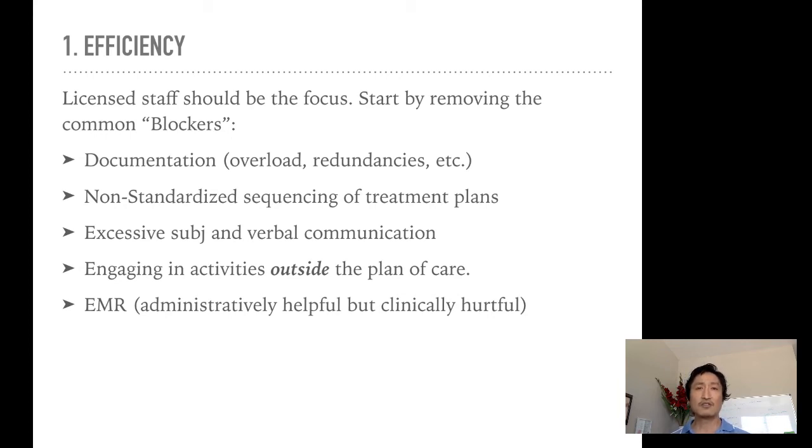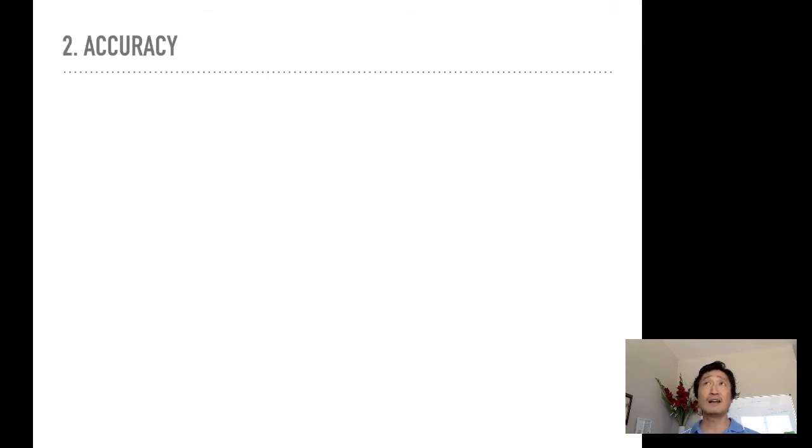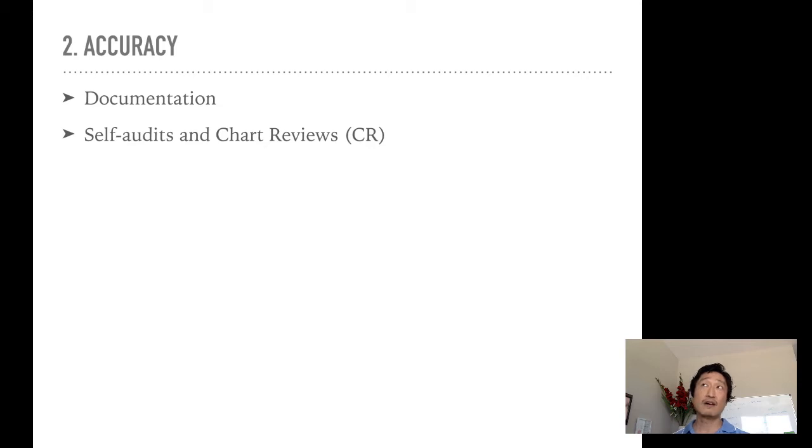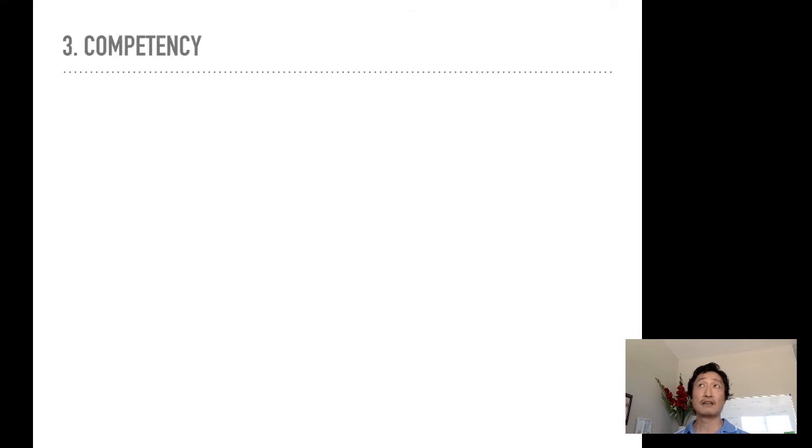So I'm going to show you a way where you can have your clinical staff, your high value, your licensed staff, really save time. But we'll see if you receive it warmly or not. Second is accuracy. Basically, what I mean by that is the documentation being done accurately. Are you doing self audits and chart reviews? If you're not, then there's a very high chance that documentation is not being done accurately.